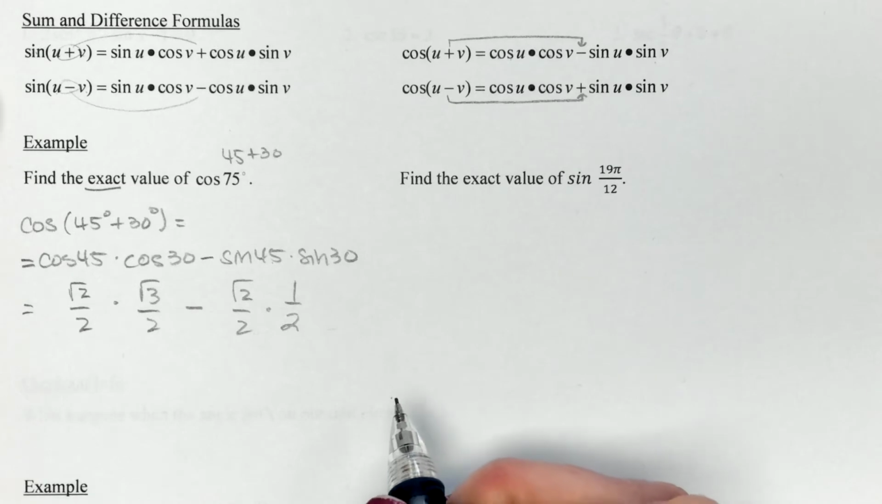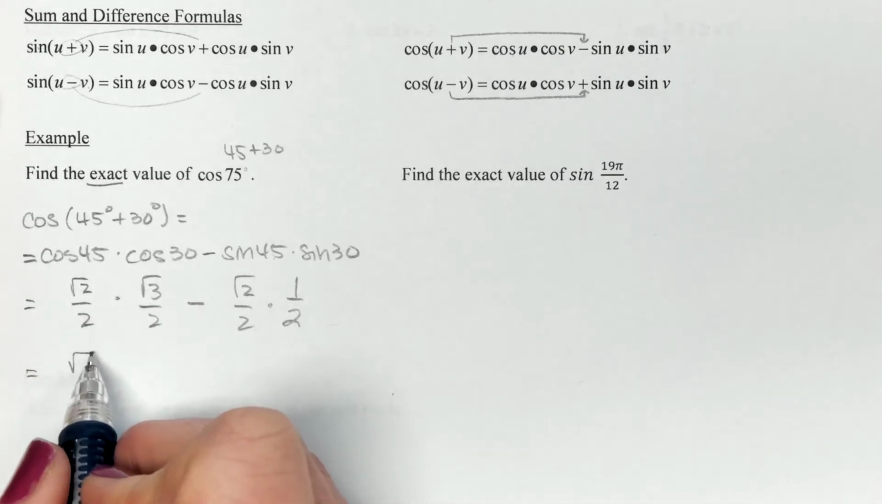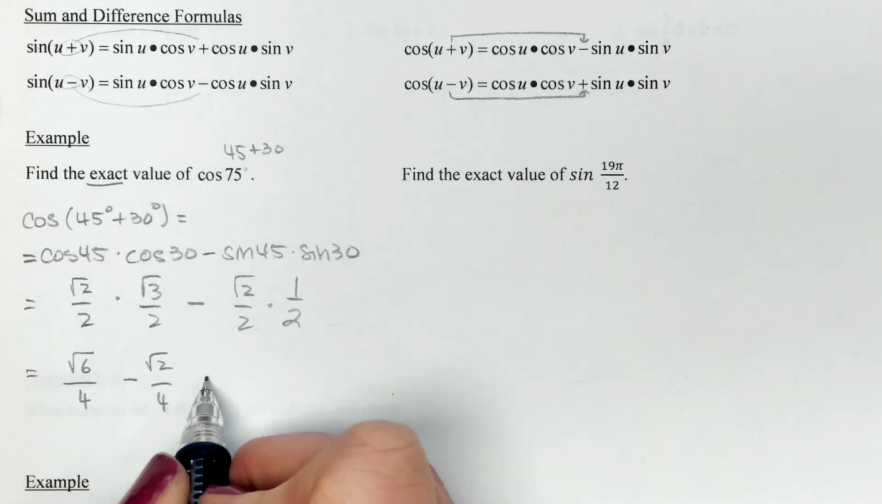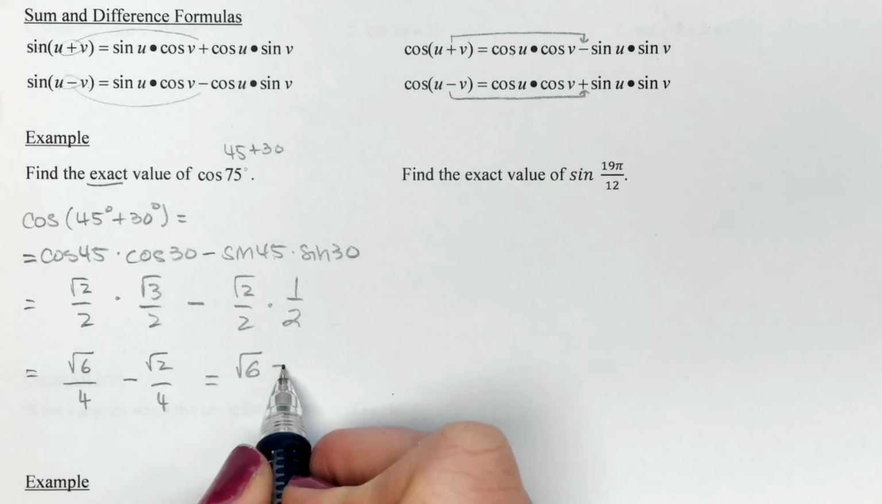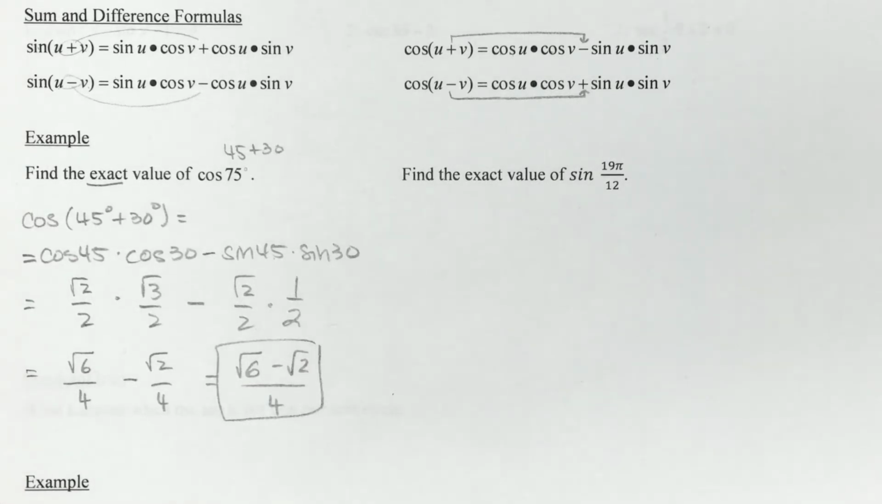And that's pretty much the end of the pre-calculus. The rest of it is just a little bit of algebra. When I multiply roots, they multiply together. And then I have square root of 2 over 4. And since they have a common denominator, we tend to put them together. And this would be my exact answer of the cosine of 75.